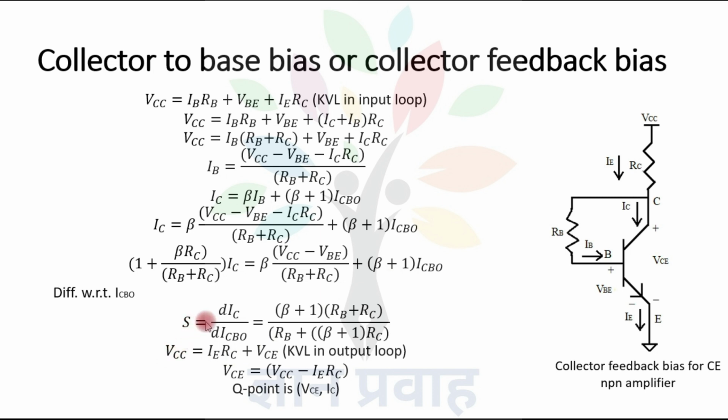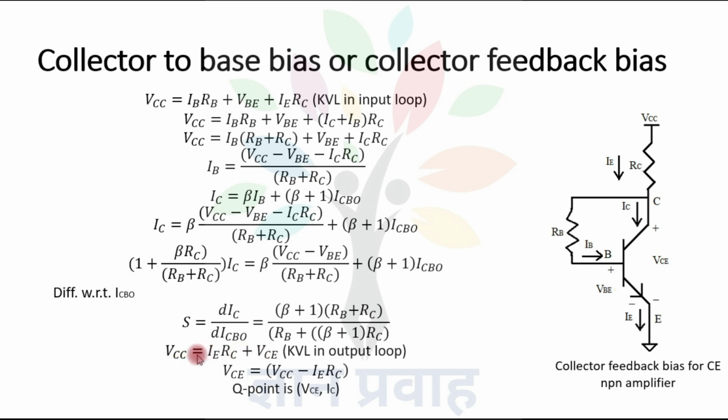The stability factor is dIC upon dICBO. So I simply differentiate this equation with respect to ICBO. We finally got (beta plus 1)(RB plus RC) upon (RB plus (beta plus 1) RC). And the other factor is VCE. For the calculation of VCE, we must apply KVL in the output loop.